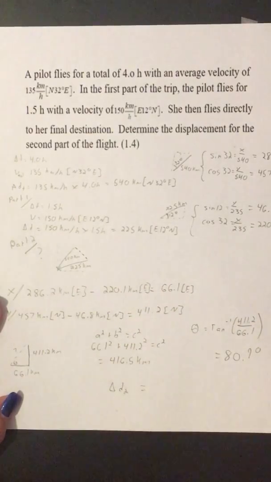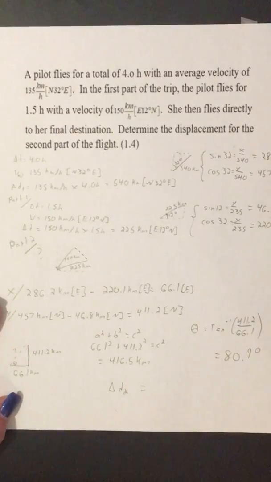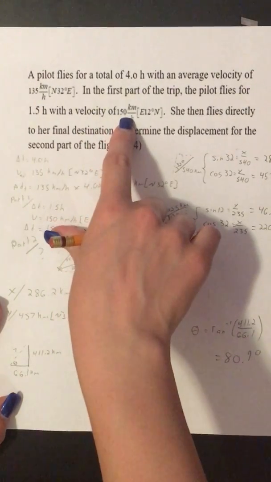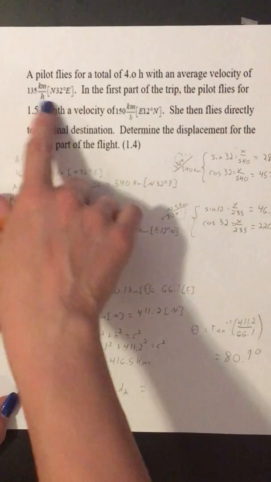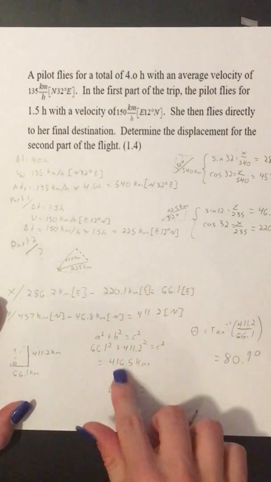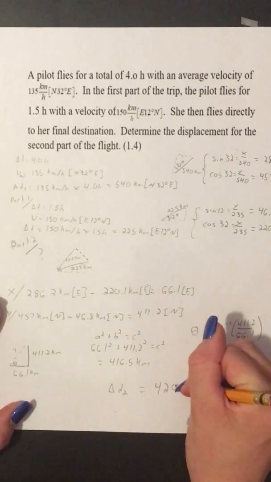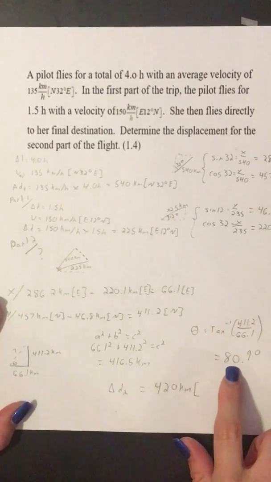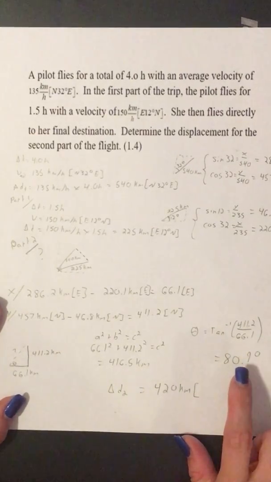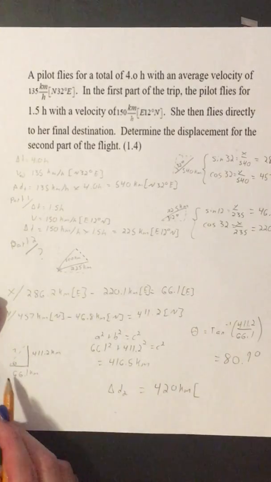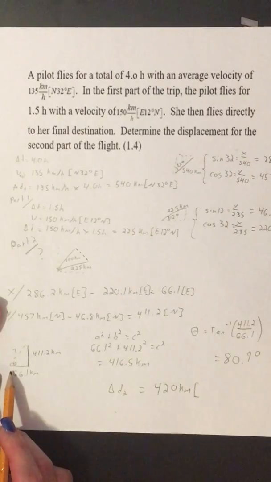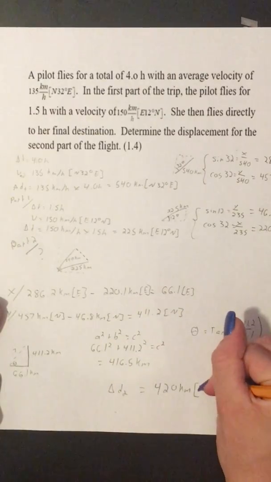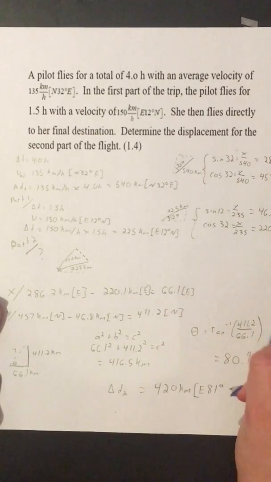Now with our sig figs, we will have to change them. So this one we will have to change to 2 sig figs, since there's 2 sig figs here, 2 sig figs here, 2 sig figs here, and this one's 3, so it'll be 2. So we can round that up to 420 kilometers. And then for the angle, we have 80, and we'll have to round that up to 81. And then we can see from our diagram here that we are going east, and then we are going up north. So it will be east 81 degrees north.